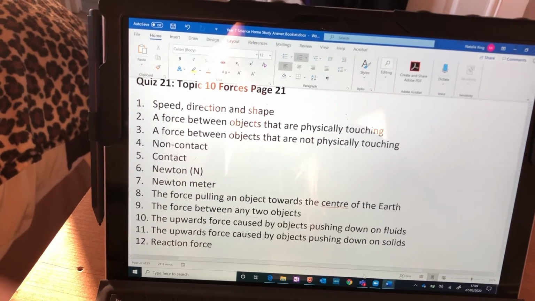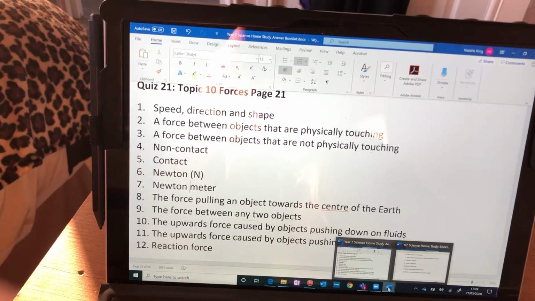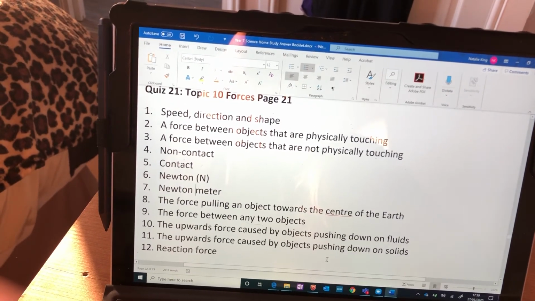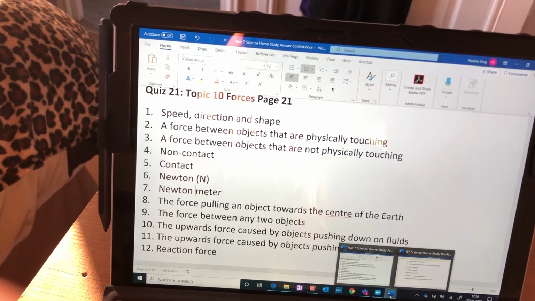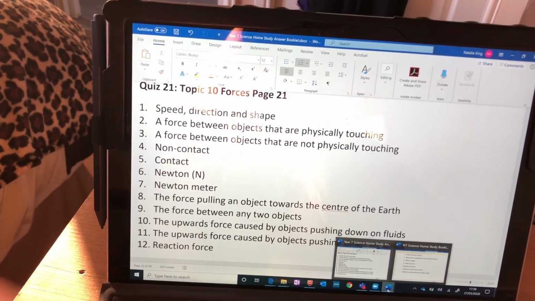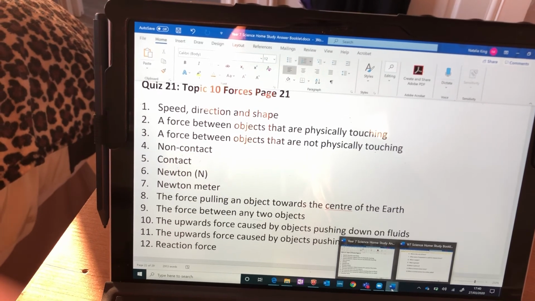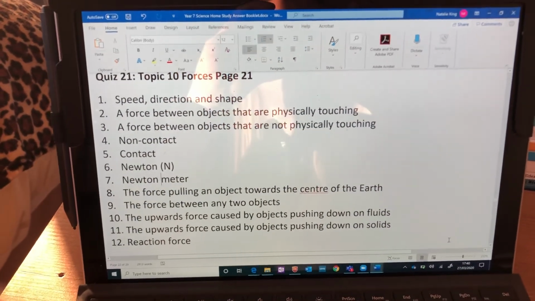Question 11, what was the question there? What is normal contact force? It's the upward force caused by objects pushing down on solids. And then last question, what is normal contact force often called? And the answer for that, question 12, is reaction force. Okay, so hopefully you've got all those right, or you've corrected them as we've gone.